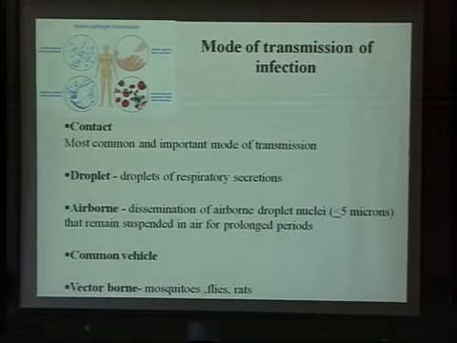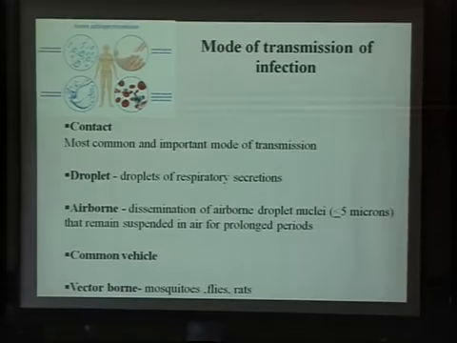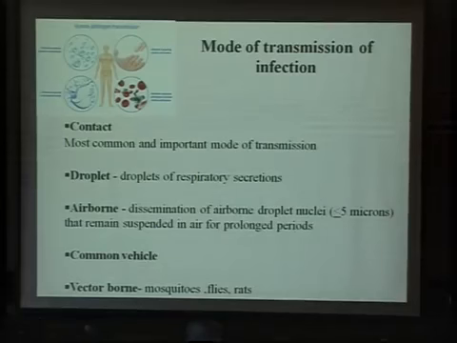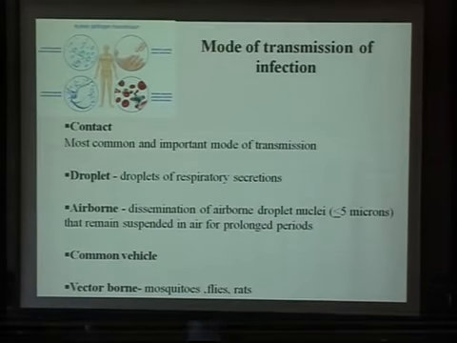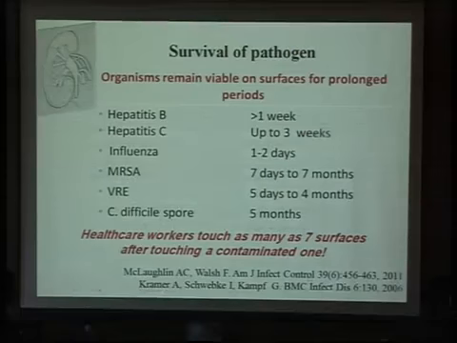There is also the common vehicle, meaning a thermometer or the blood pressure cuff, anything that we can share, and hospital and medical equipment. Lastly, the vector-borne, again, it is rare in the hospital because the hospital should have closed windows and the insecticide protocol is rare.